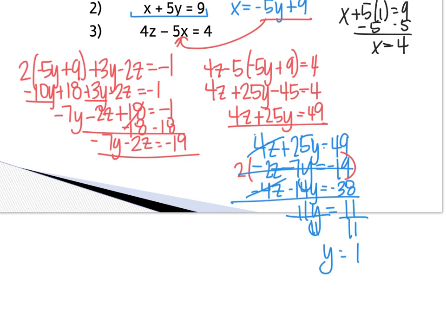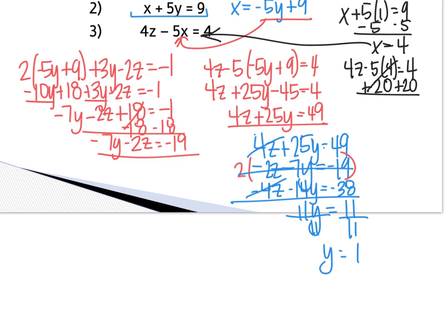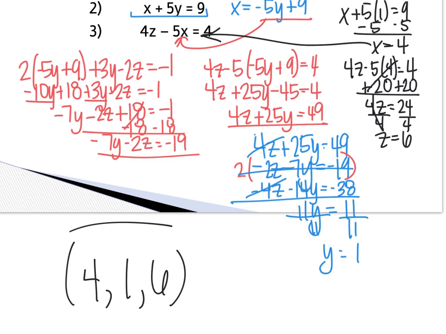And now that I have that, I can plug that in here. 4z minus 5 times 4 equals 4. Add 20 to both sides. So 4z equals 24. Divide both sides by 4. So z is 6. So my final answer point is going to be x 4, y 1, z 6.